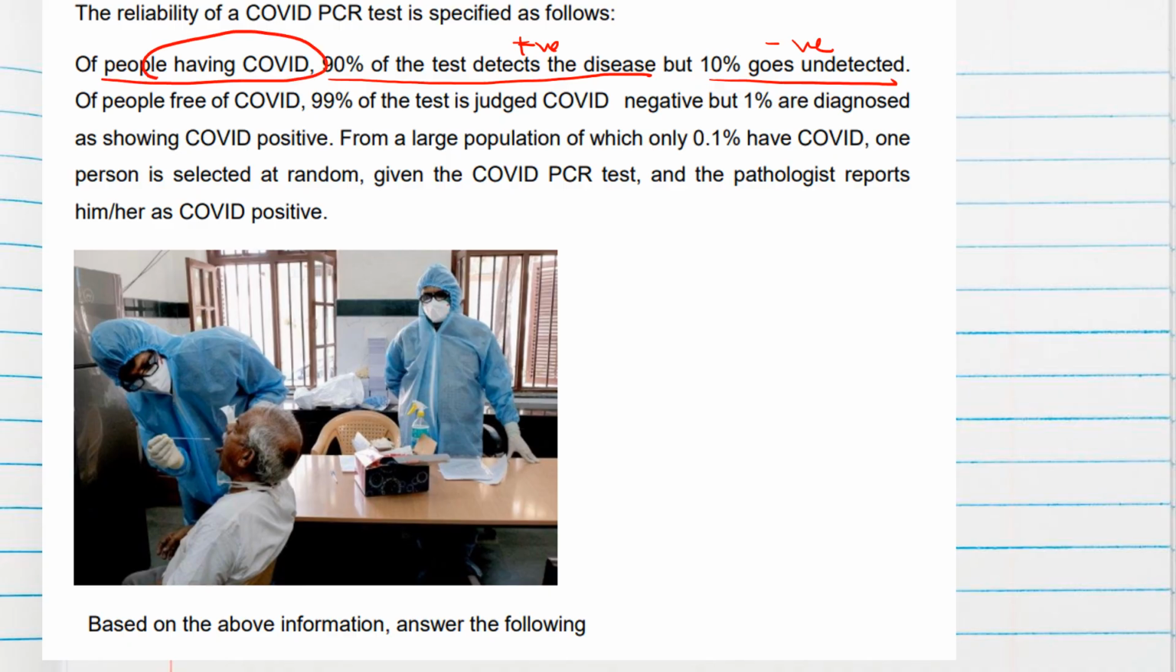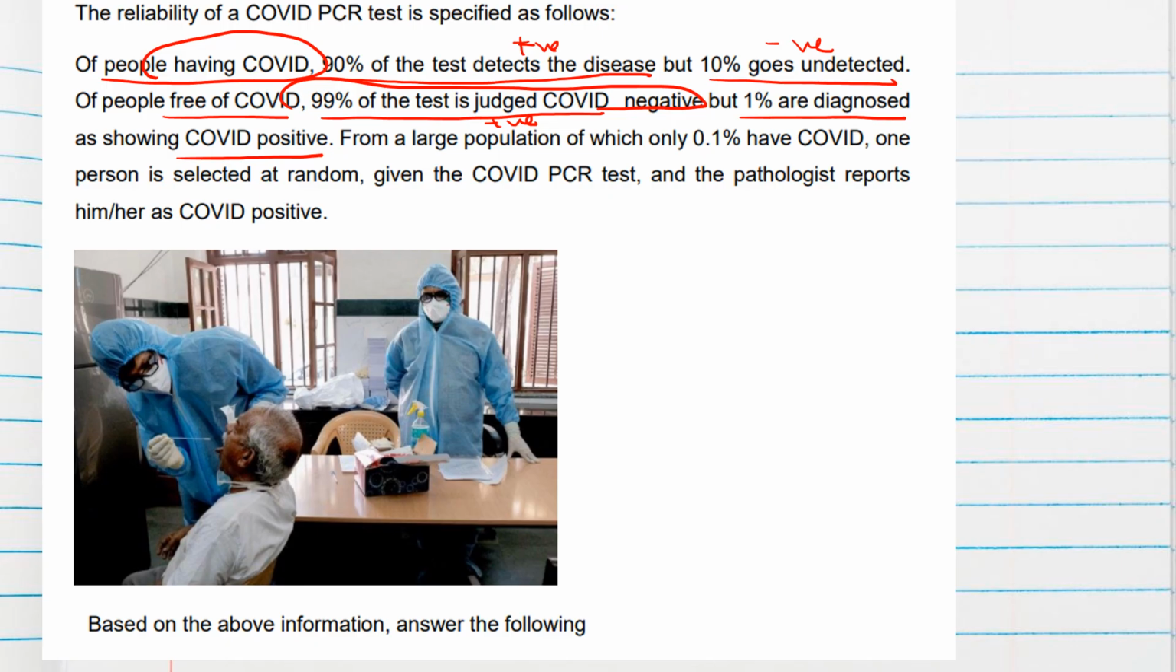Okay. So of the people free of COVID, 99% is judged negative, and 1% is diagnosed positive. That is, the people are free from COVID, so 99% negative it shows, but 1% somewhere shows that it is COVID positive.